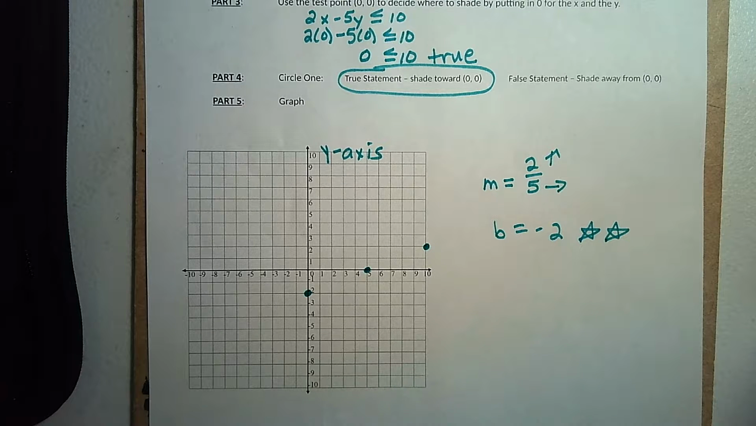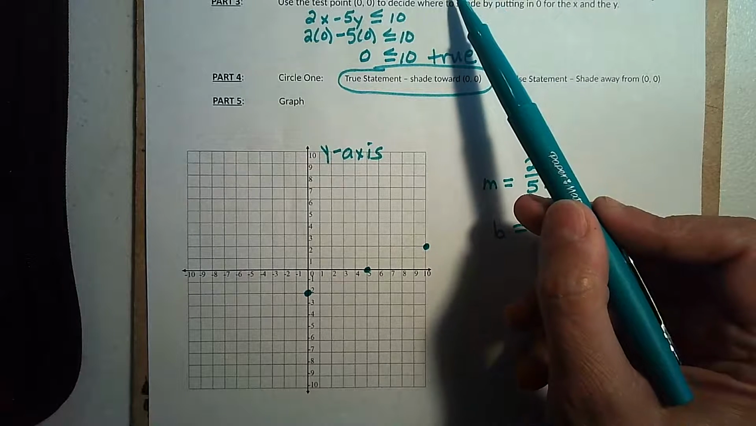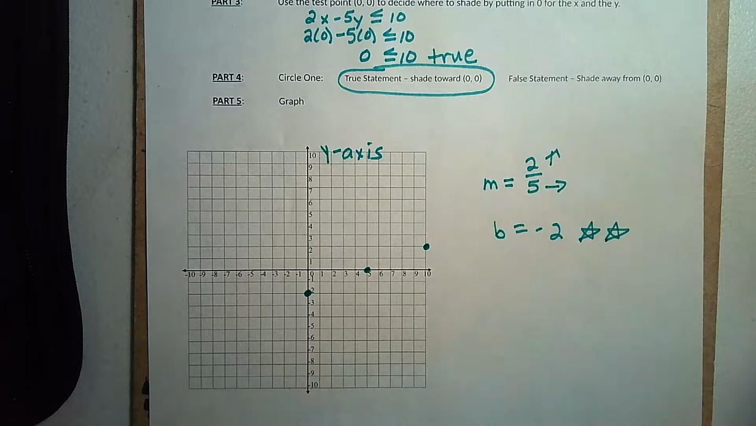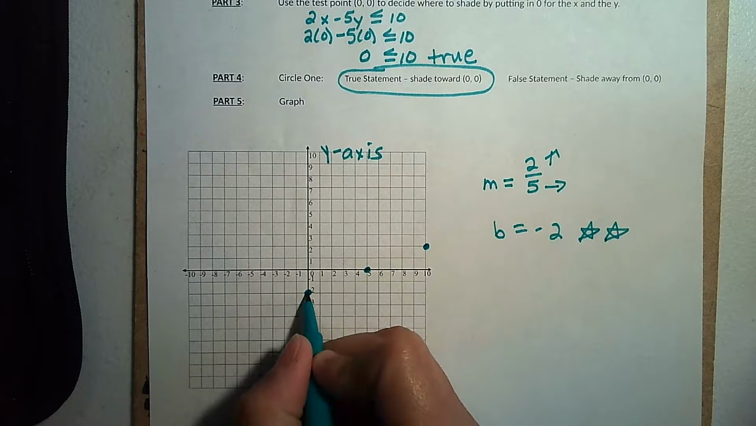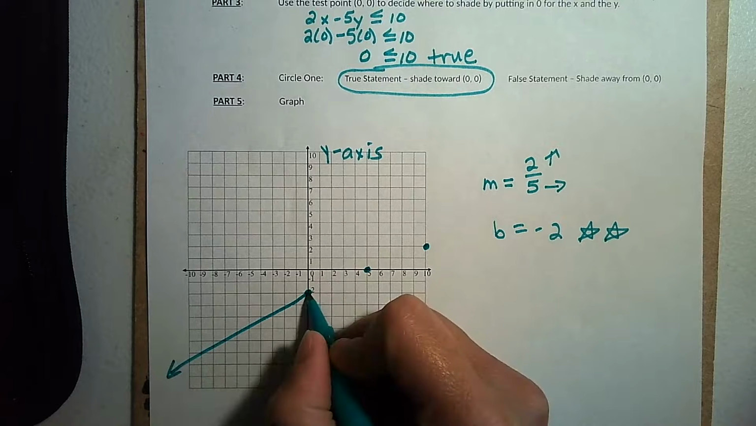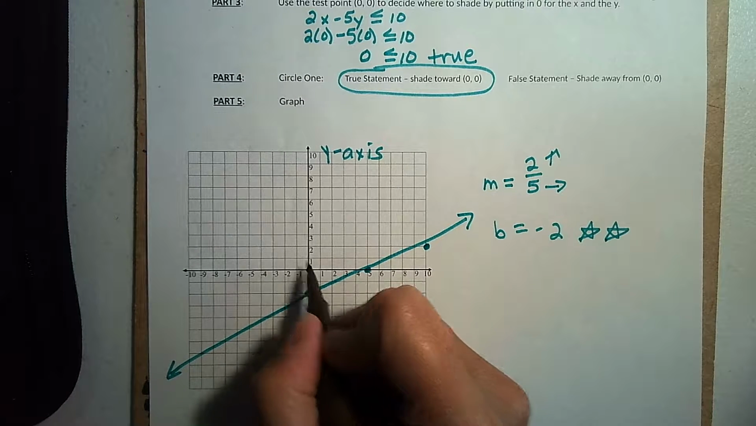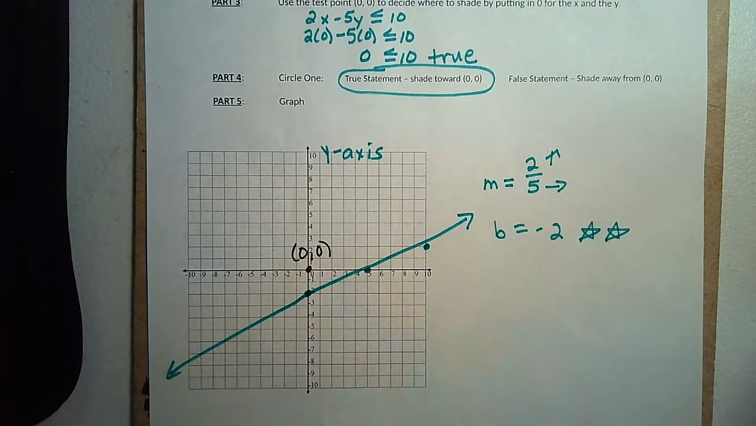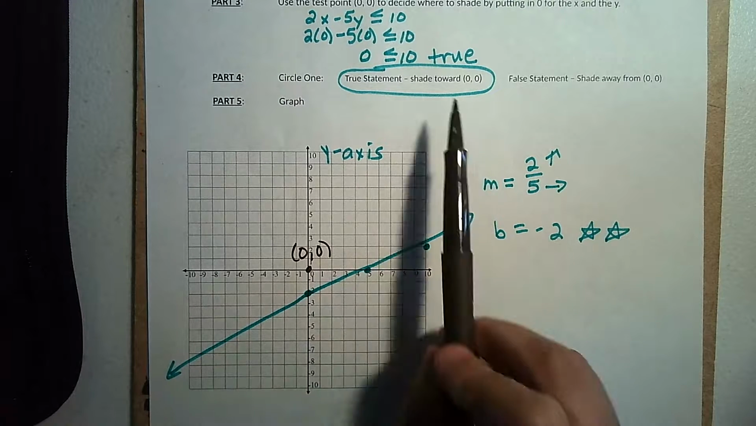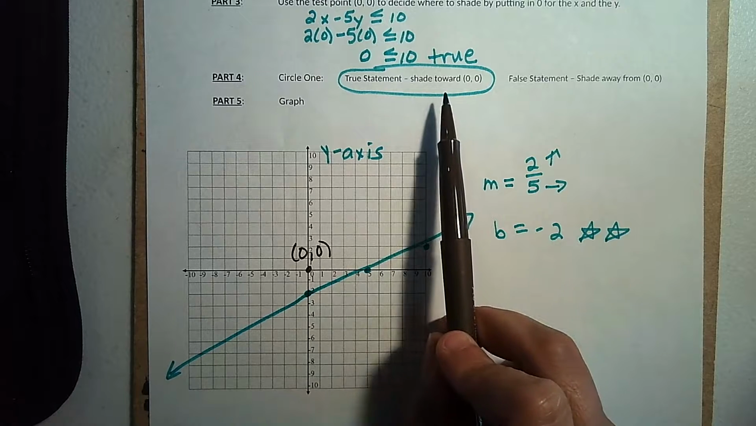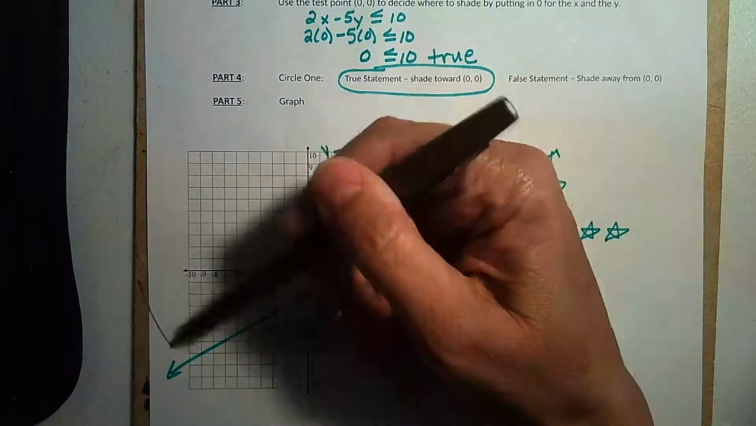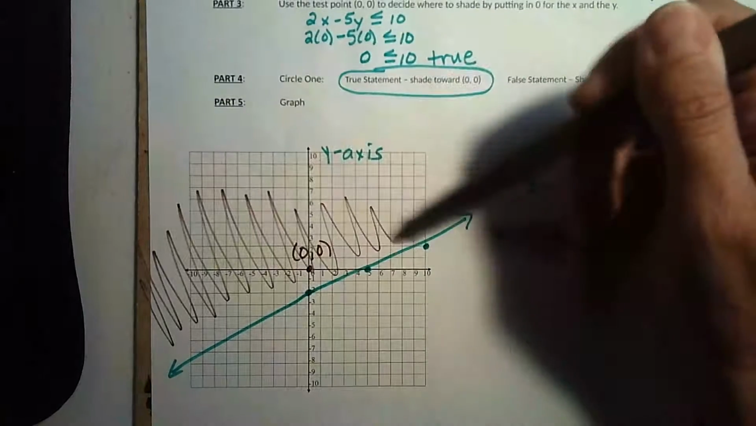And our line, if we look back, you can't see it on mine, but you can see it on yours, is a solid line. And our 0, 0 is right here. And because it was a true statement, we shade toward or over the 0, 0. So the shading would be here.